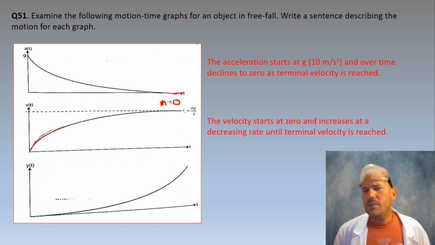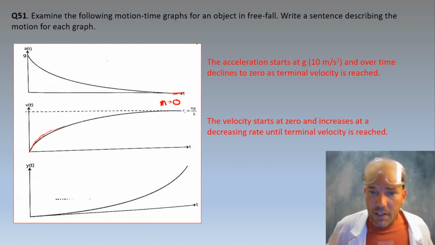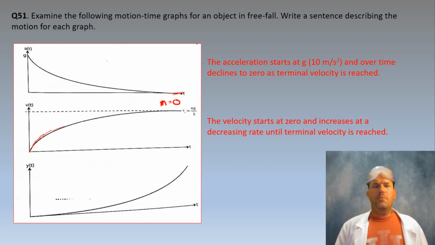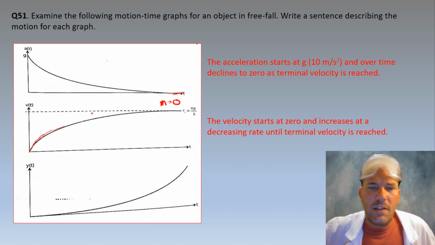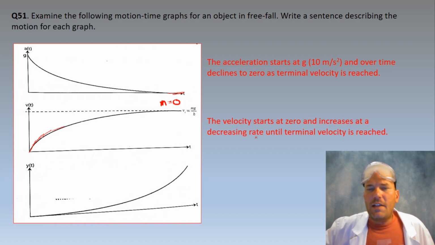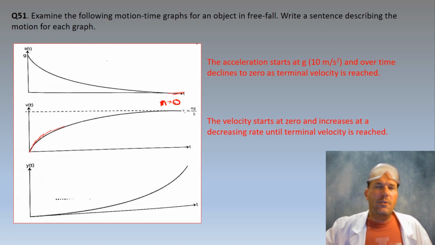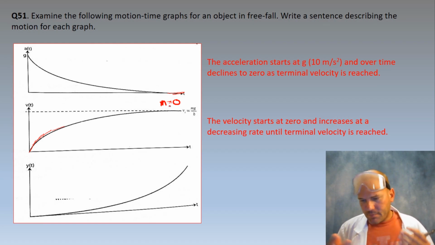Okay, so here's a sentence that may describe this scenario. The velocity starts at 0, okay? For an object, it's 0, and then it increases and increases, but at a decreasing rate, as shown through this series of tangents here. The rate is decreasing. However, when terminal velocity is reached, that rate remains constant. The slope is 0, so we have terminal velocity.